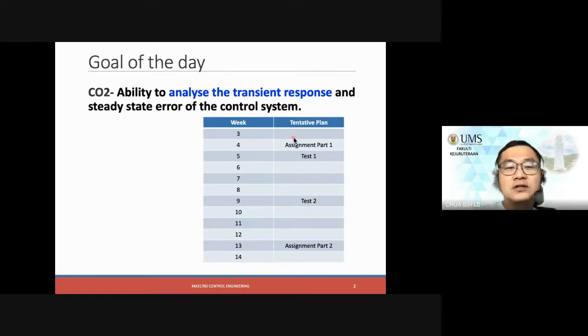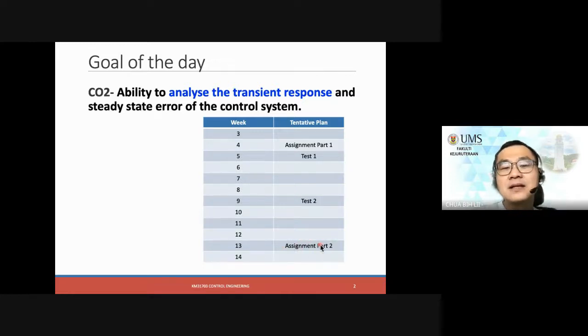So for this course, we have estimated that test one would be on week 5, 2 weeks from now. Then the second test would be at week 9. Then on the assignment, as I mentioned previously, you would have a continuous type of assignment. You just top up when I give you a task and so on. Basically you just have to submit the assignment at the end of this semester, week 13.